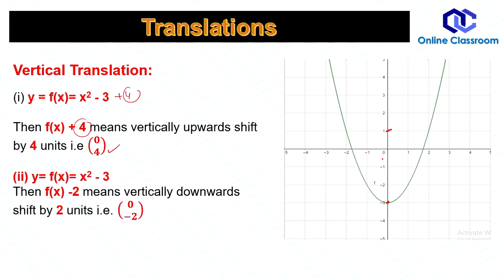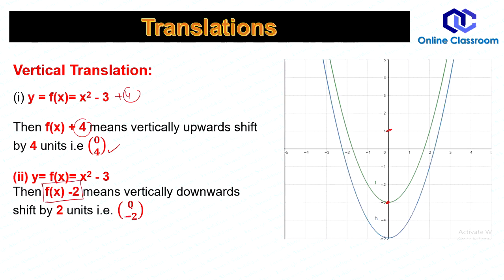Similarly, if it is x squared minus 3, the same graph, but you need to do the translation f(x) minus 2, moving downwards. So moving downward means the vector here has a negative sign with this 2, and the whole function moves downward like this. Every point moves downward. So the shape and orientation remain the same, but you have a translation there, the vertical translation.